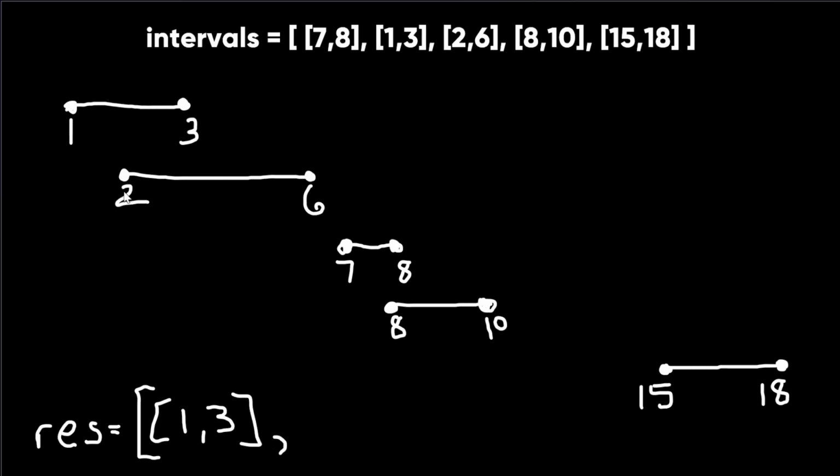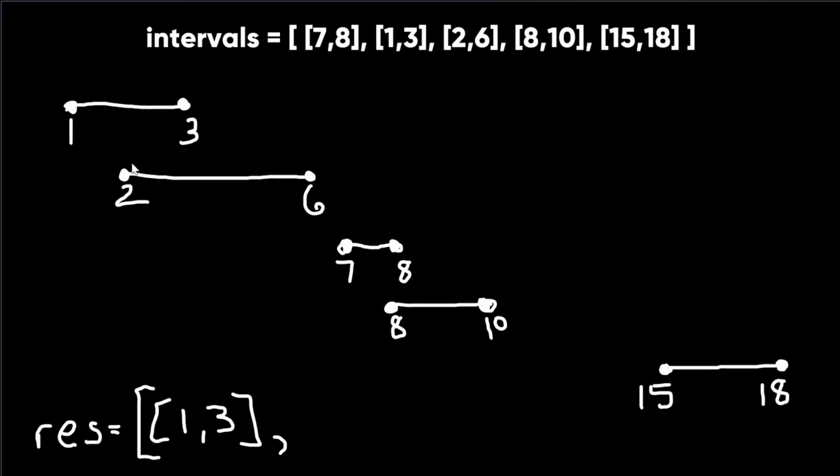And now we move on to our next interval. We've already processed our first one. We move on to this second interval, and we have 2, 6. So we look at 2, and we compare it to 3, the value in our results, and we see that there's an overlap, right? So how do we know it's an overlap? It's because 2 is less than 3, which is the endpoint of the last interval. So we know there's an overlap.